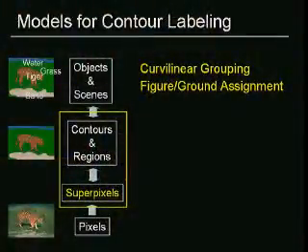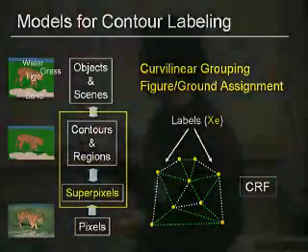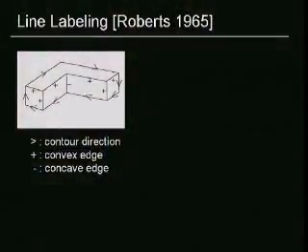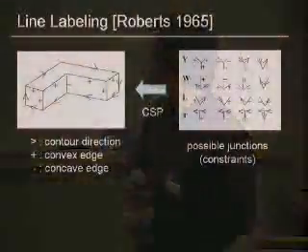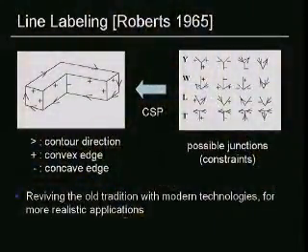So I've talked about these two problems of curvilinear grouping and figure-ground assignment, and they're quite the same. You have local structure, you get these random labels, and you have a conditional random field to enforce the consistent junctions. To put a little more history, this is like line labeling that dates back to the 1960s. In that problem, you have these objects, you have these possible junctions, and you solve a constraint satisfaction problem to get those labels. So we're almost doing the same thing, but we're doing it with modern technology, and we're shooting for more realistic applications. Okay.